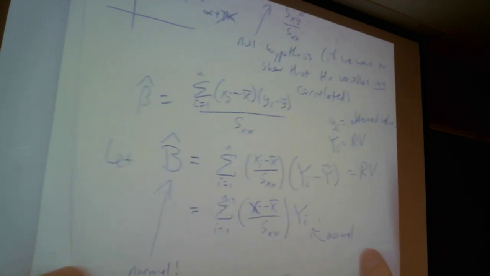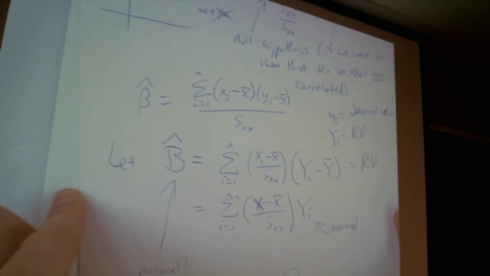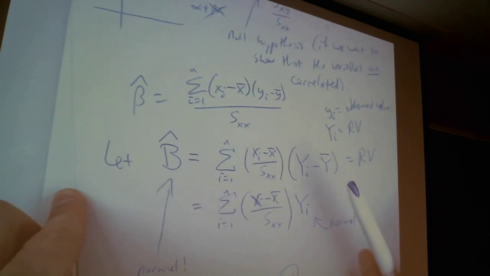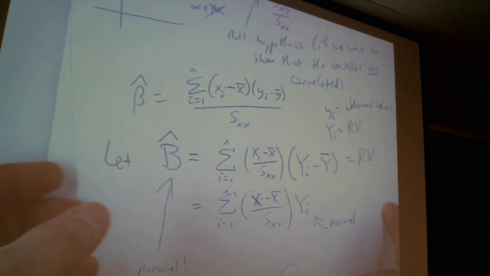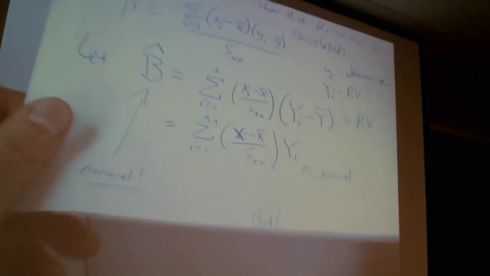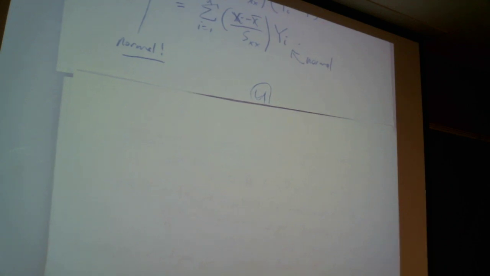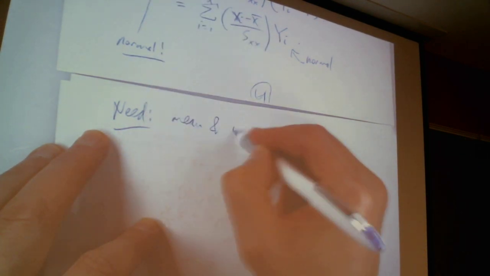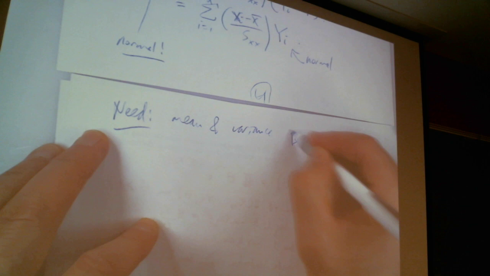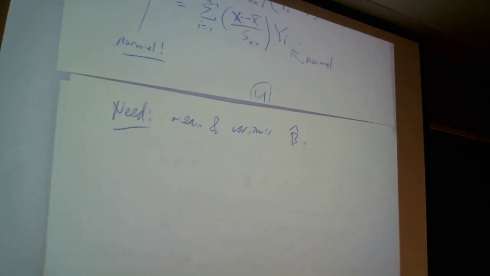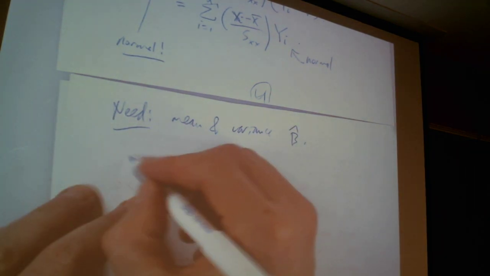So I only need to know two things to pin down exactly what the distribution of a normal random variable is. I need to pin down its mean, all together now, right? We've been doing this a long time. We know we need to specify a normal variable exactly. We need to know its mean and its variance. So we need to know what the mean and variance of this random variable B hat is. All right, so let's compute its expected value.